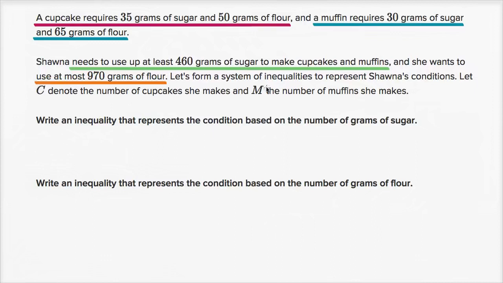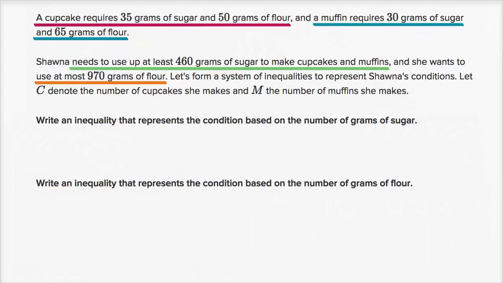Let's form a system of inequalities to represent Shauna's conditions. Let C denote the number of cupcakes she makes, and M the number of muffins she makes. Write an inequality that represents the condition based on the number of grams of sugar. That's what we underlined in green: Shauna needs to use up at least 460 grams of sugar to make cupcakes and muffins.